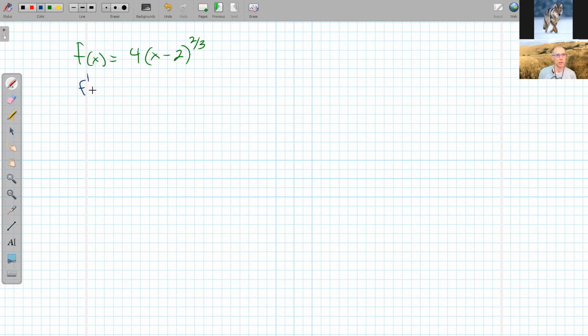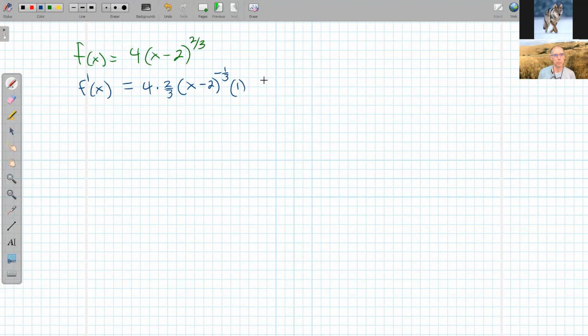So the first derivative here: 4 is just a constant multiple, so it just hangs out. And then here I have the chain rule. The outer function is the power 2/3, so we bring the power down according to the power rule, multiply by the base, and drop that power by 1. So 2/3 minus 1 is 2/3 minus 3/3. That's negative 1/3. And then we multiply by the derivative of the inside, and the derivative of x minus 2 is just 1. Not much happens there.